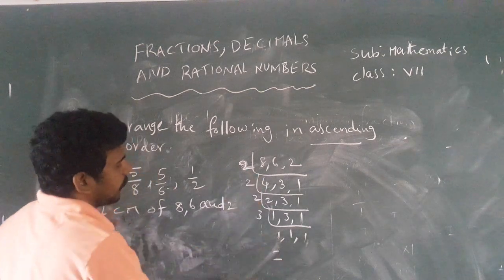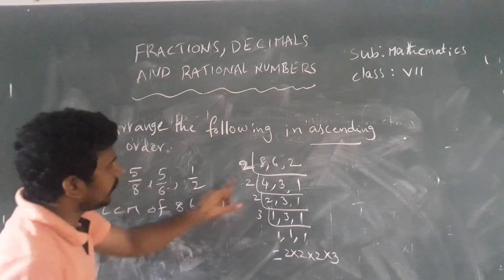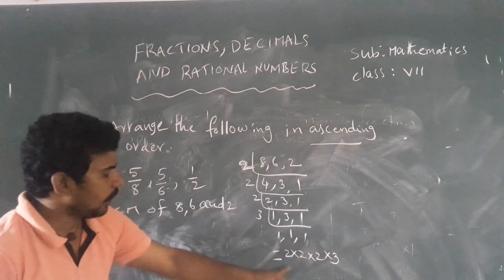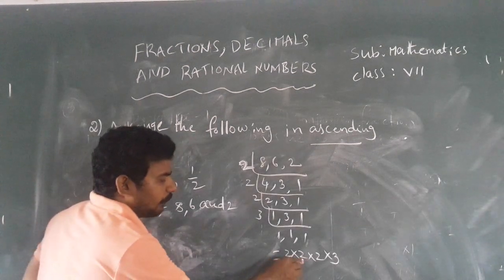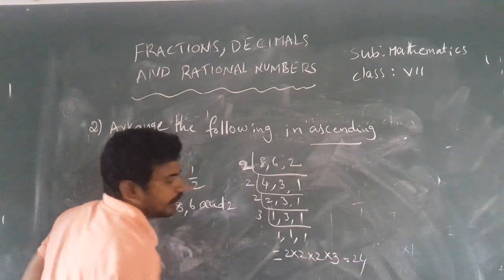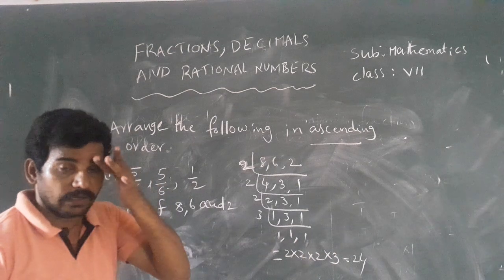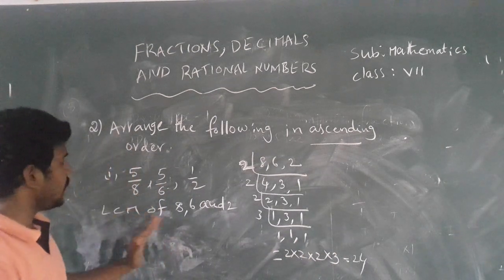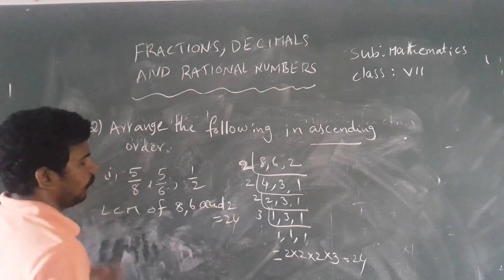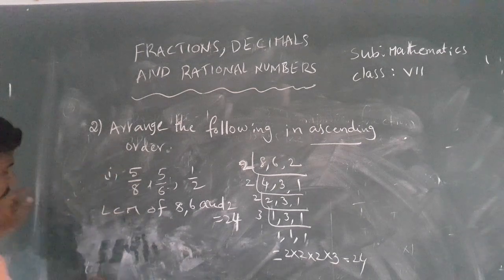So take all the prime numbers: 2 into 2 into 2 into 3. Here 2 is how many? 1, 2, 3. Into 3. Now the product: 2 2s are 4, 4 2s are 8, 8 3s are how much, children? 24. Once again, 2 2s are 4, 4 2s are 8, 8 3s are 24. So the LCM of 8, 6 and 2 is how much, children? 24.